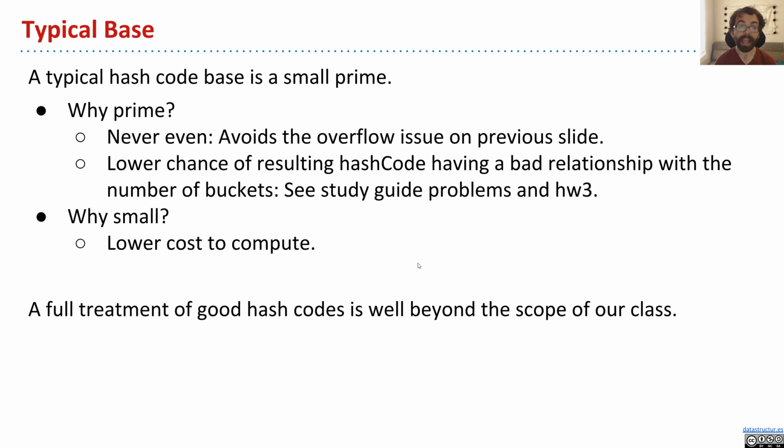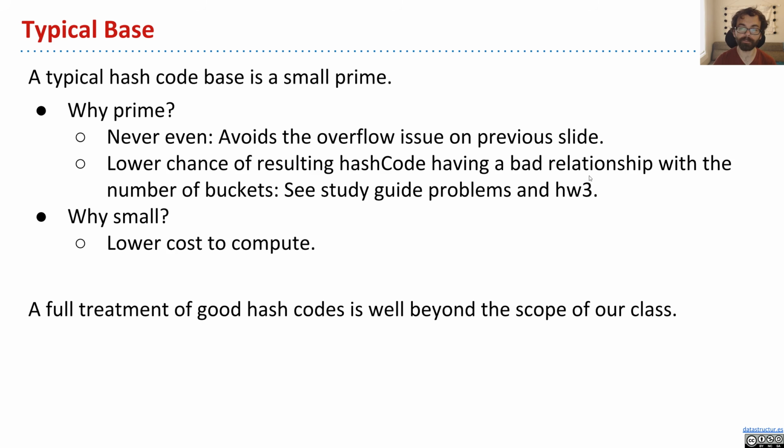So typically, hash code bases will be small primes. Why prime? Well, one reason is it's never even. That avoids the overflow issue that we just saw. And another is that it avoids the issue that our hash code has a bad relationship with the number of buckets. So for example, if the hash code is a multiple of the number of buckets, then we're going to have a big problem.